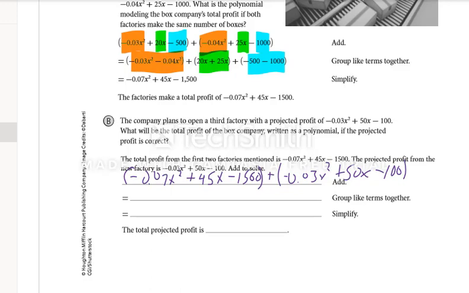All right, we're going to add those two. We can group them together. Negative 0.07x squared plus a negative 0.03x squared. Then our 45x plus 50x. And finally our numbers, negative 1500 plus negative 100.